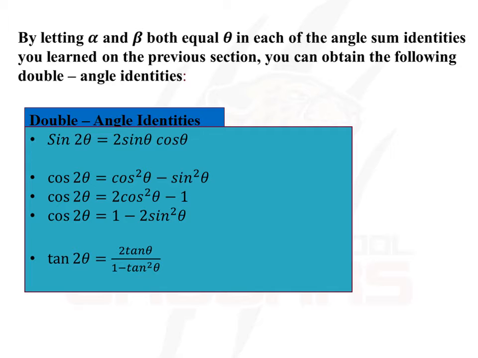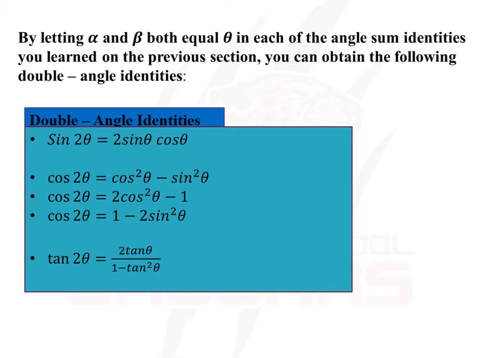For the cosine of 2 theta, we have three identities, and you can use any one of them and you're going to have exactly the same results. One of them says cosine of 2 theta equals cosine squared of theta minus sine squared of theta. The other one says cosine of 2 theta equals 2 cosine squared of theta minus 1. And the last identity, cosine of 2 theta equals 1 minus 2 sine squared of theta.